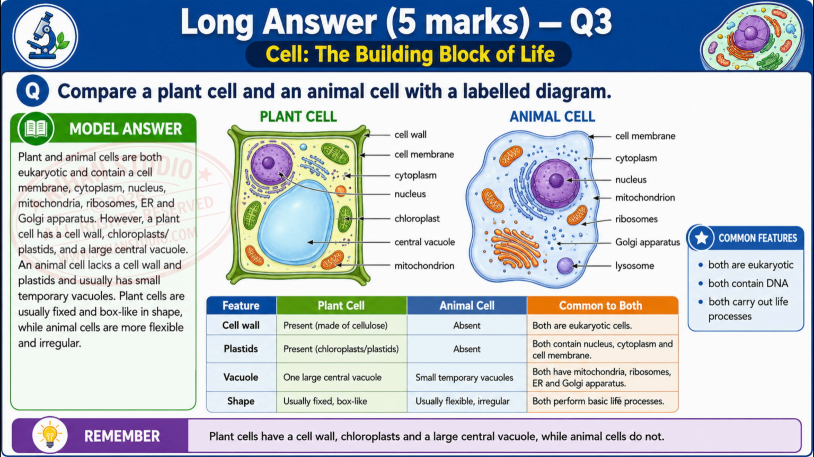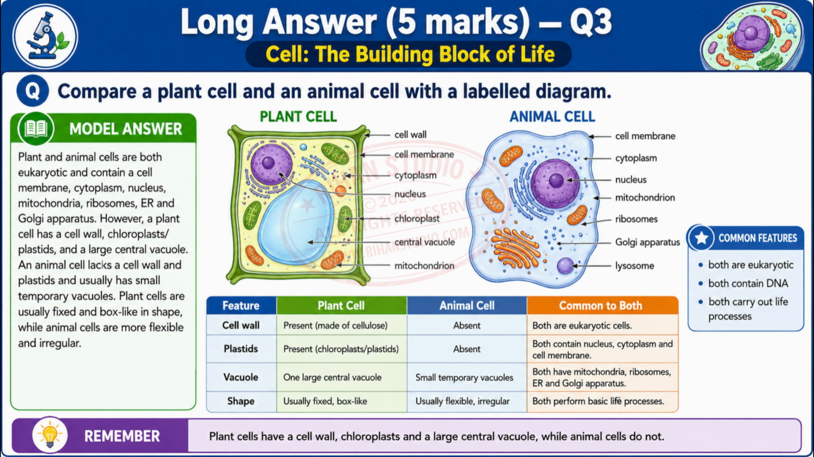3. Compare a plant cell and an animal cell with a labeled diagram. Model answer. Plant and animal cells are both eukaryotic and contain a cell membrane, cytoplasm, nucleus, mitochondria, ribosomes, and Golgi apparatus. However, a plant cell has a cell wall, chloroplasts, plastids, and a large central vacuole. An animal cell lacks a cell wall and plastids and usually has small temporary vacuoles. Plant cells are usually fixed and box-like in shape, while animal cells are more flexible and irregular.